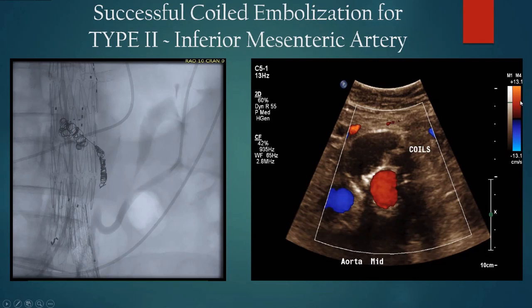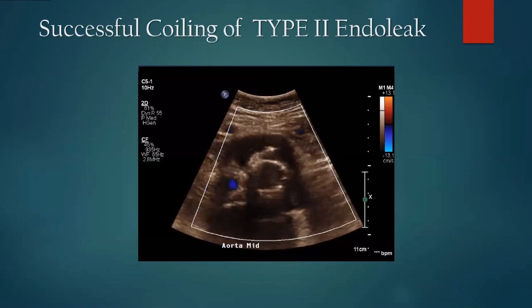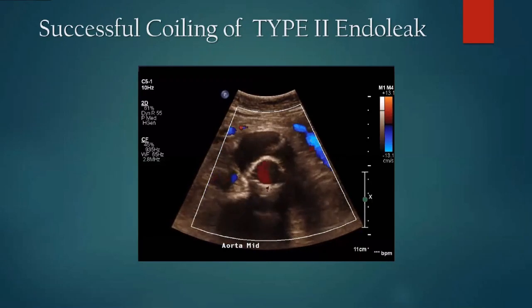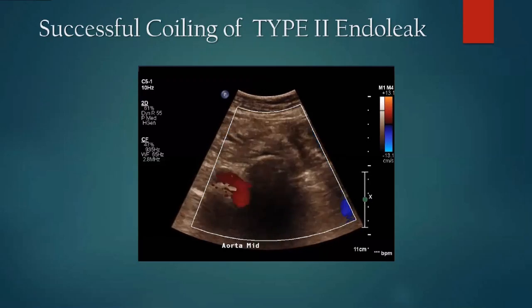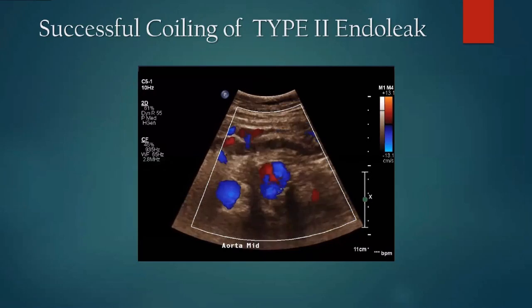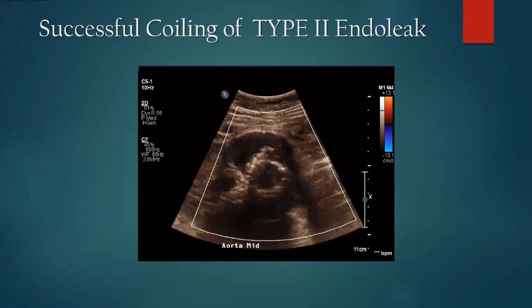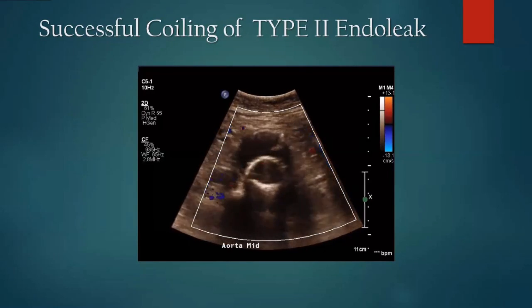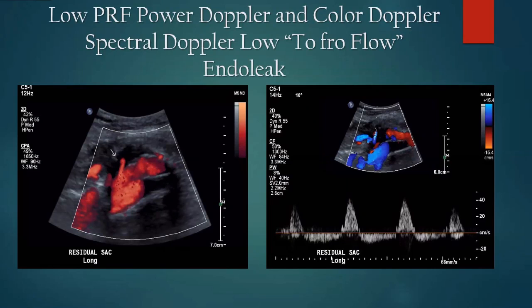Again, keep talking about when you investigate for perigraft flow, you want to make sure your PRF is low and optimize your dynamic range. And here we have a cine sweep showing those bright echoes of the coil embolization and the thrombosed residual aneurysm sac. Again, low PRF, power Doppler, and color Doppler spectral on this endoleak. So this was a low flow.